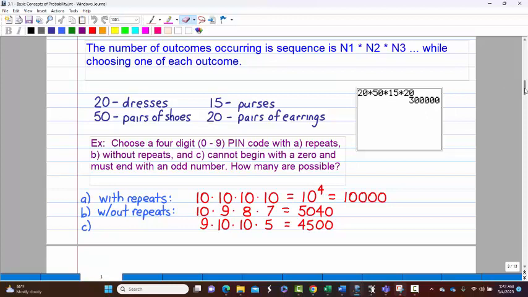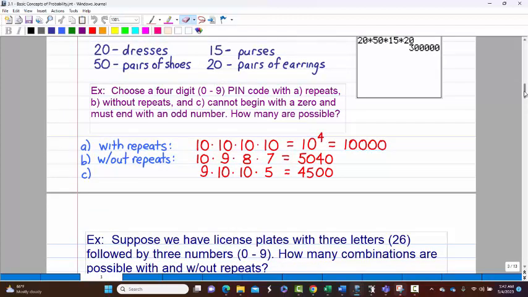Let's take a look at this example. Choosing a 4-digit PIN code, 0 through 9. Now keep in mind, 0 through 9, you can count that up if you want to, but that's 10 digits, not 9. I see people make that mistake. With repeats, without repeats, and then part C, we'll get to that one in a minute. Let's do the first two.